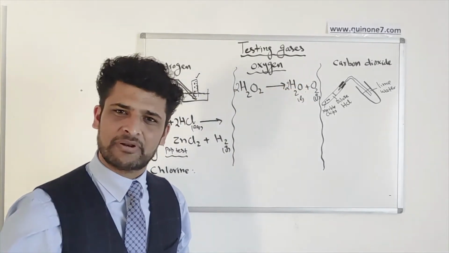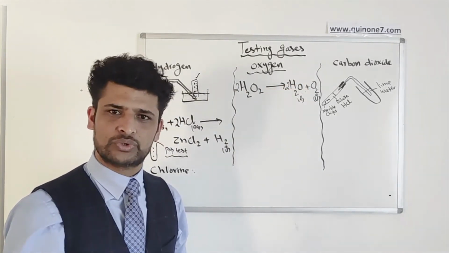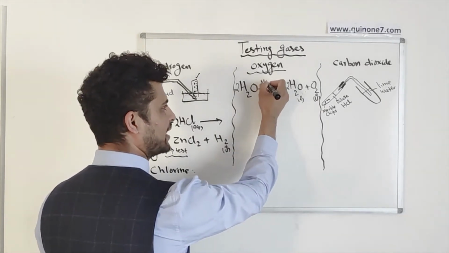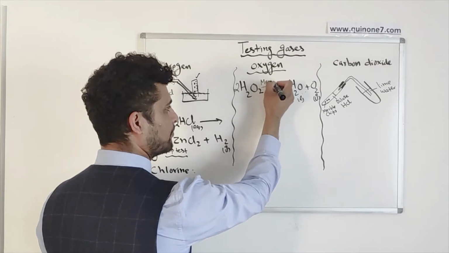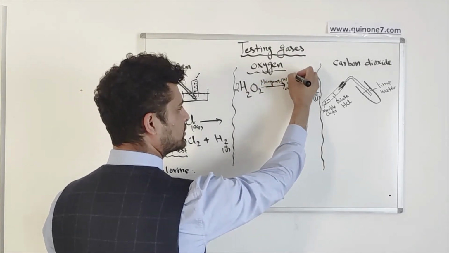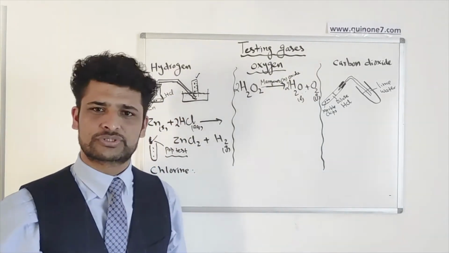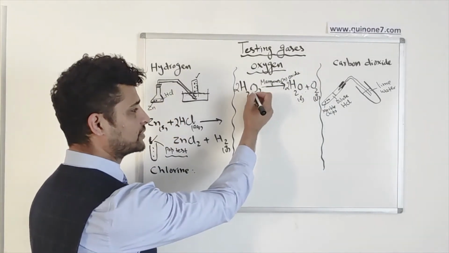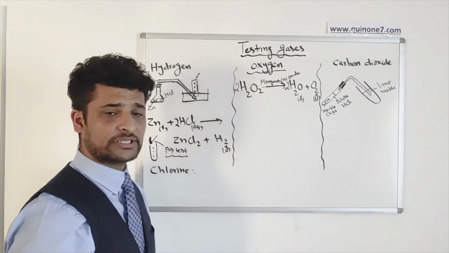It can happen on its own, but if you have H2O2, you need some sort of catalyst, something which can help, manganese(IV) oxide. Manganese(IV) oxide means manganese in the +4 state, and that will help you to decompose it and produce the oxygen gas.